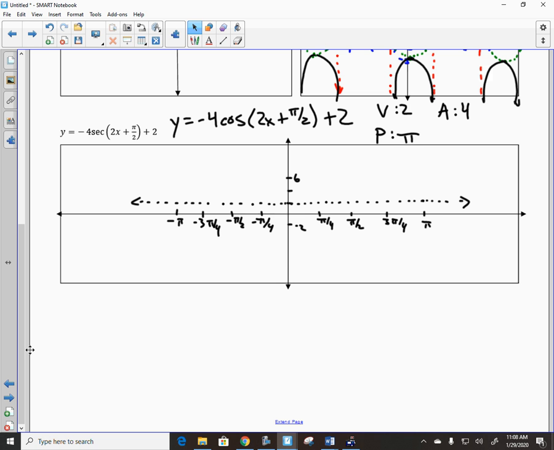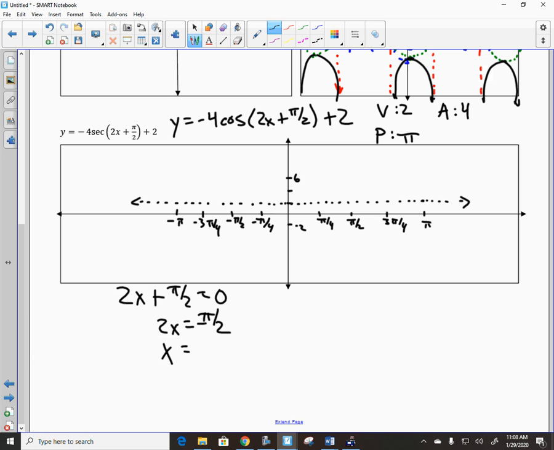So, all right, here we go. The horizontal shift. Is there a horizontal shift? There is. If we set 2x plus pi over 2 equal to 0, we get 2x is equal to negative pi over 2. We divide by 2 and we get x is what? Negative pi over 4. So we have a horizontal shift of negative pi over 4, which is how much in terms of the graph? 1 tick mark to the left.